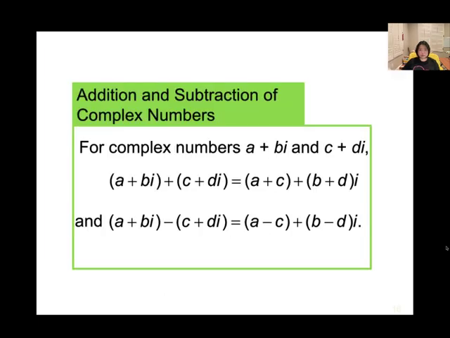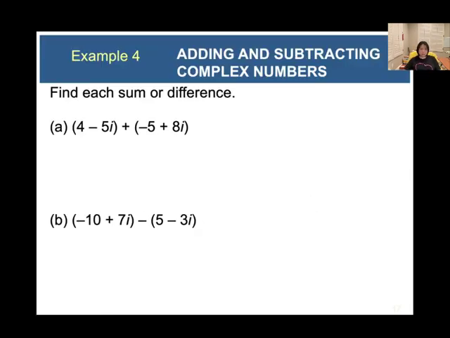Addition and subtraction of complex numbers. When you have two complex numbers, a plus bi and c plus di, you could just combine the real parts. a and c are the real parts, you could combine them together. And then b and d, that's the imaginary part, so combine them together. Same idea with the subtraction. You could just think about it just like combining like terms. i and i, those are like terms. Real number and real number, those are like terms. So try. For part B, be careful with the negative. Okay, you're going to distribute the -1 to both of them.